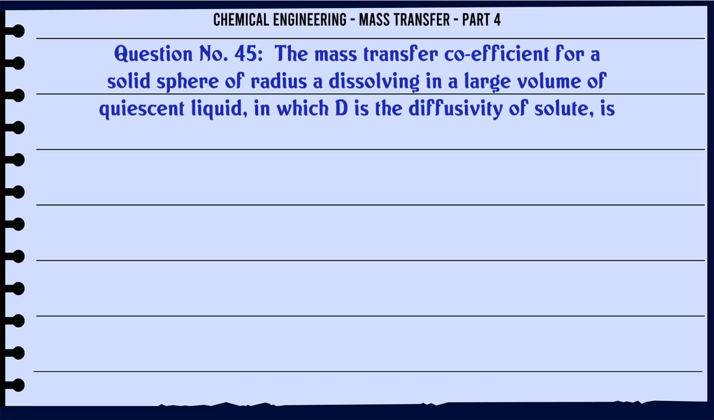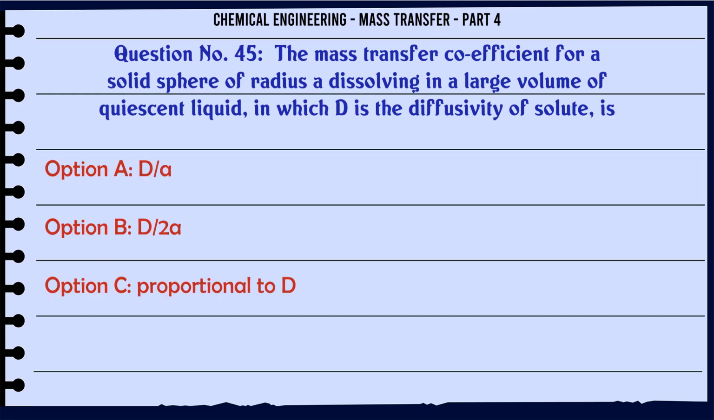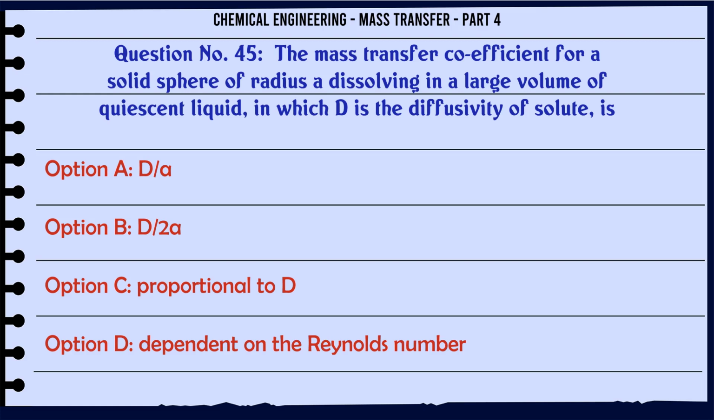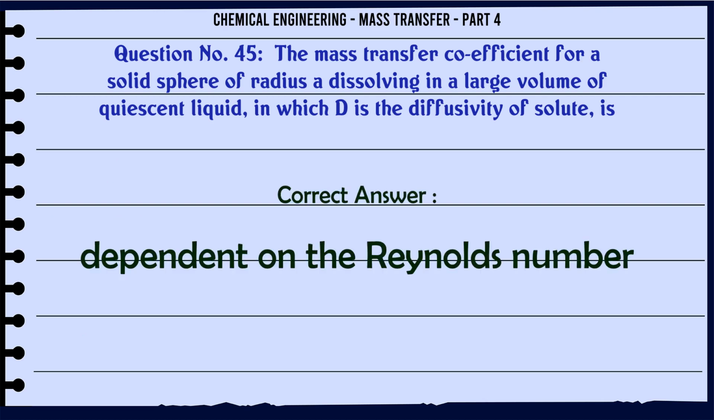The mass transfer coefficient for a solid sphere of radius a dissolving in a large volume of quiescent liquid, in which D is the diffusivity of solute, is A. D/a, B. D²/a, C. proportional to D, D. dependent on the Reynolds number. The correct answer is dependent on the Reynolds number.